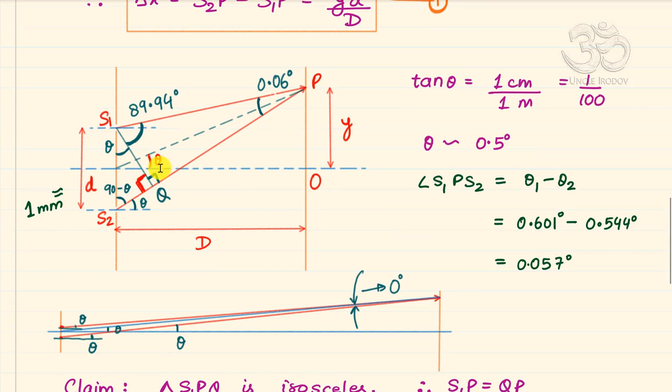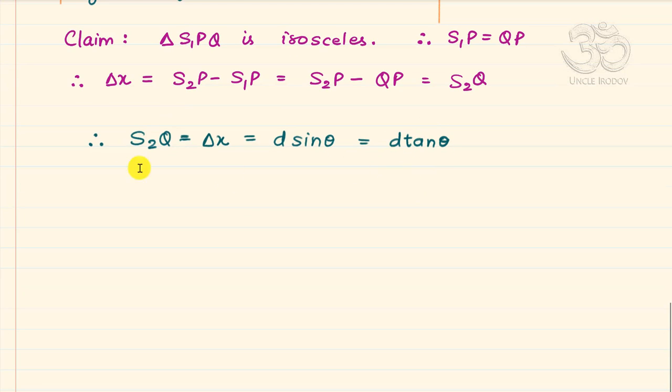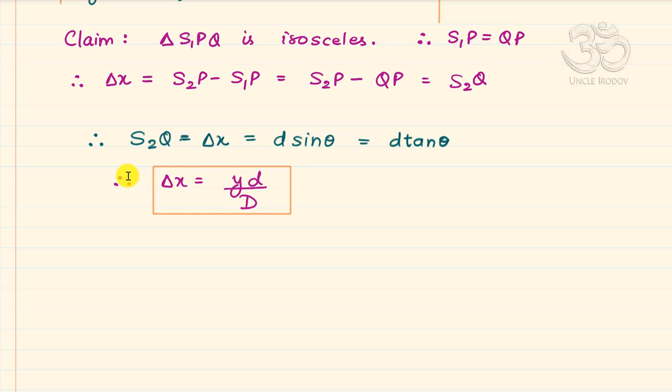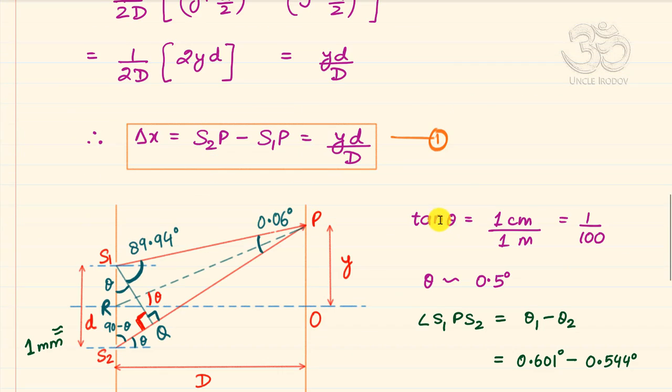And I can find out the value of tan theta in this triangle. Let me name some point here. Let me name it as maybe R or something in green color. So this point is R, the center point here. So in triangle RPO, this triangle, I can find out the value of tan theta. This is y by big D, and that's it. So therefore now I know delta X is y times d by capital D. So this is another way to get it, and this is more physics like. So this is, let's say, equation number 1 again. They are the same equations.